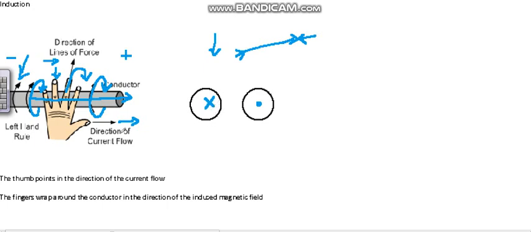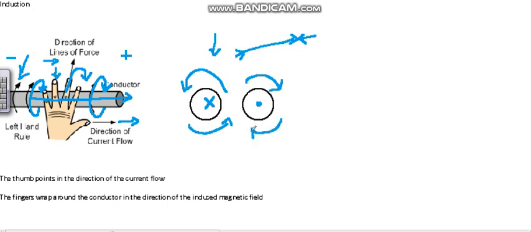If I use this same principle where I put my thumb in the direction that this is going, I point my thumb towards it, and my fingers will wrap around in this direction. So that is the induced magnetic field as a result of the current moving through that. Now if we look at this one over here, using my left hand again, I'm going to position my thumb going towards me, just like the point of the arrow coming towards me, and my fingers wrap around this in this direction here.